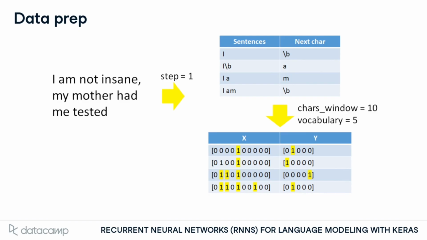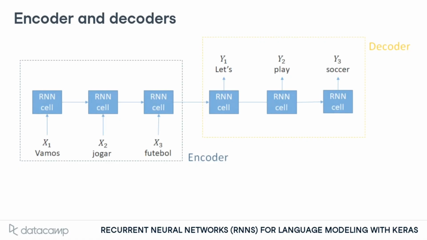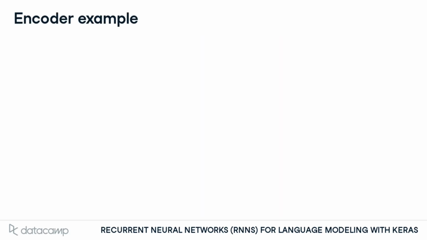In the previous lessons, you learned about text generation models. Now you will explore how to create machine translation models. As seen before, neural machine translation models are divided in two parts: the encoder that creates a language model for the input language and the decoder for the output language. Let's create an example encoder.